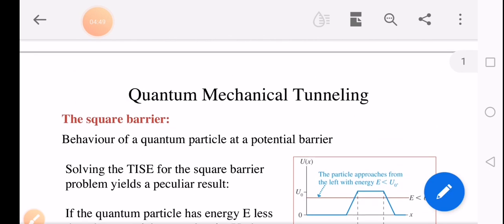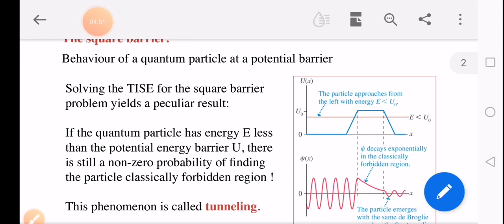Quantum mechanical tunneling is a process where a quantum particle having energy E less than the potential energy barrier U approaches the potential barrier, and there exists a non-zero probability for the particle to exist in the region beyond the potential hill, or it can tunnel through, in a way.